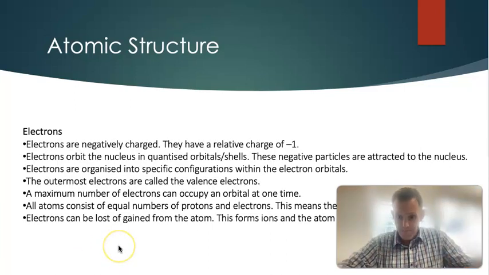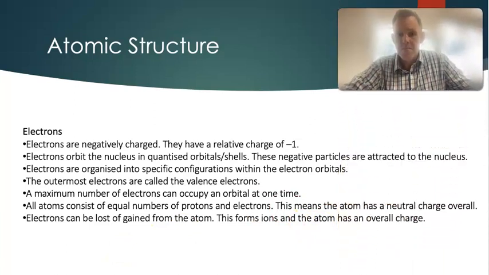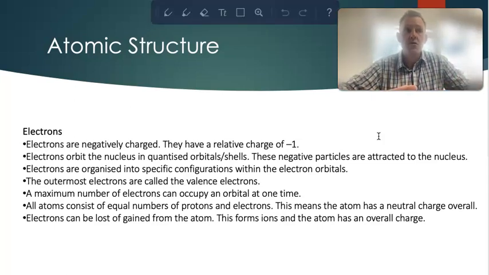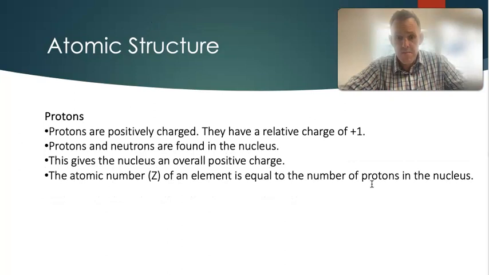Your electrons. Negatively charged, so they have a relative charge of -1. They occupy orbitals or shells that have certain capacities surrounding your nucleus. Okay, and the negative charge of your electrons is what holds them in towards your protons in your nucleus, so your positive and your negative attract. There's a specific configuration of these, and we will look at electron configuration later on.